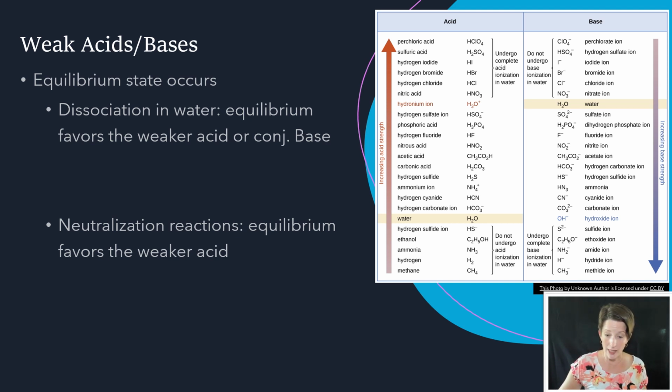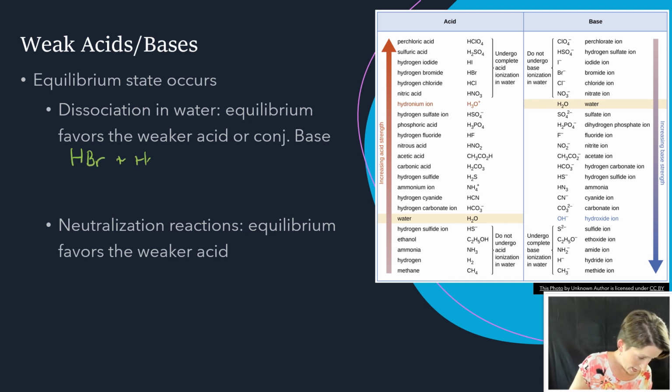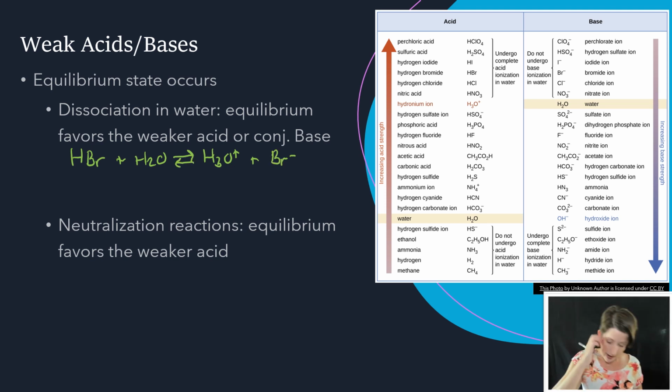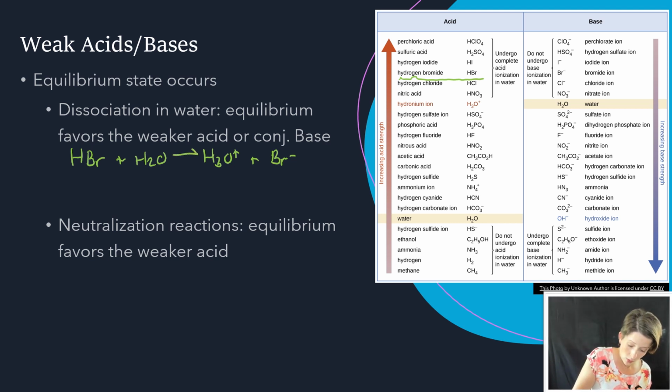All right, so looking at an easy example first. If we have HBr and we're going to put it into water to ionize, we're going to get H3O+ and Br-. Now, I'm going to go over to this chart and find where HBr is. So HBr is a strong acid, and it's actually going to undergo complete ionization. So it's not even going to go into equilibrium. But why? Why can't it be full equilibrium?